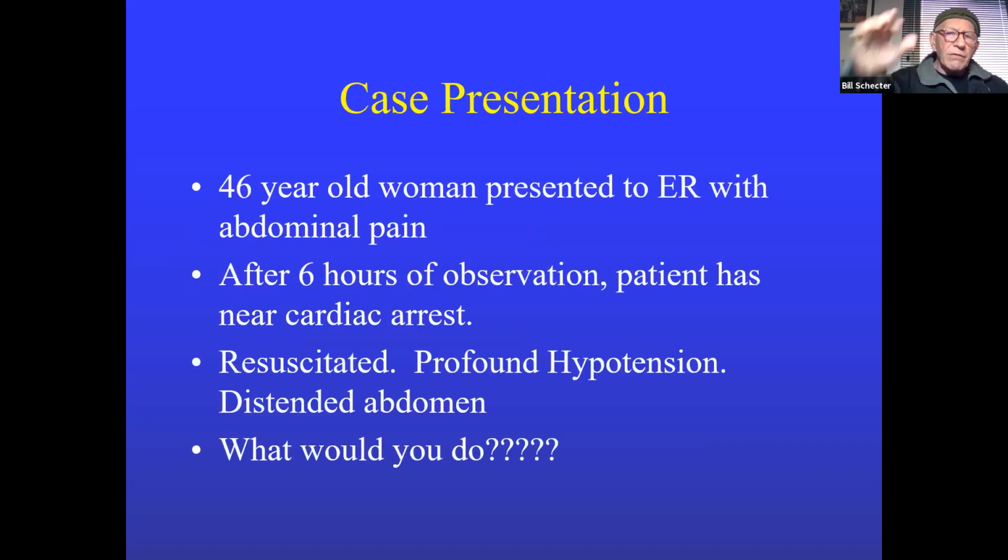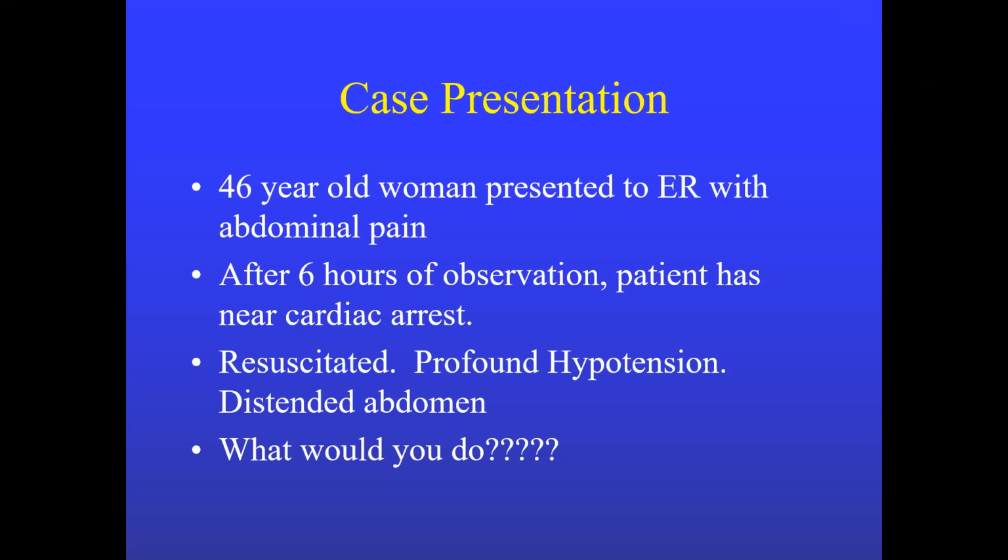So let me give you an unknown here. This is not one of the unknowns at the end of the case, but you have a 46-year-old woman who presents to the emergency room with abdominal pain. So the residents are down there and they see her. She doesn't look too bad. She's stable. They want to maybe get a CT scan, observe her, and they say put her in an observation ward. And a few hours later, the patient has a near cardiac arrest.